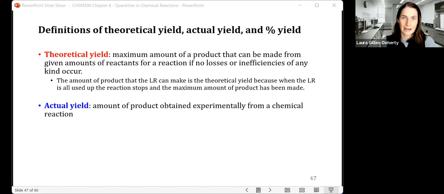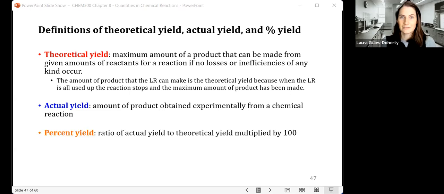Something will sometimes just happen in the lab, like you drop a little bit of one of your reactants, you don't weigh things quite as accurately as you needed to. Maybe you had to filter your product to collect it at the end and you lost some of the product in the filtration step. There's lots of ways that your actual yield could be less than the theoretical yield, like you didn't collect as much product as the maximum amount possible.